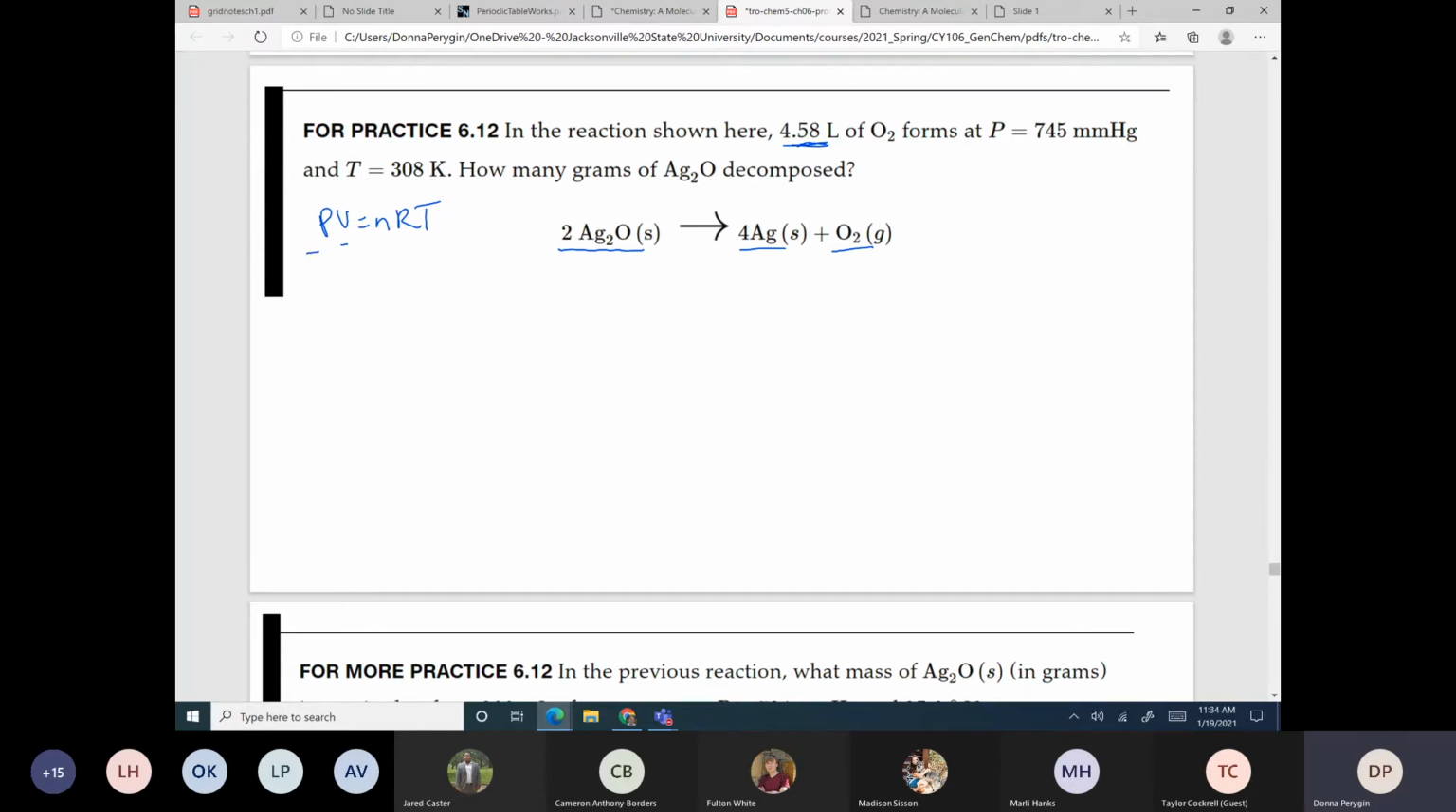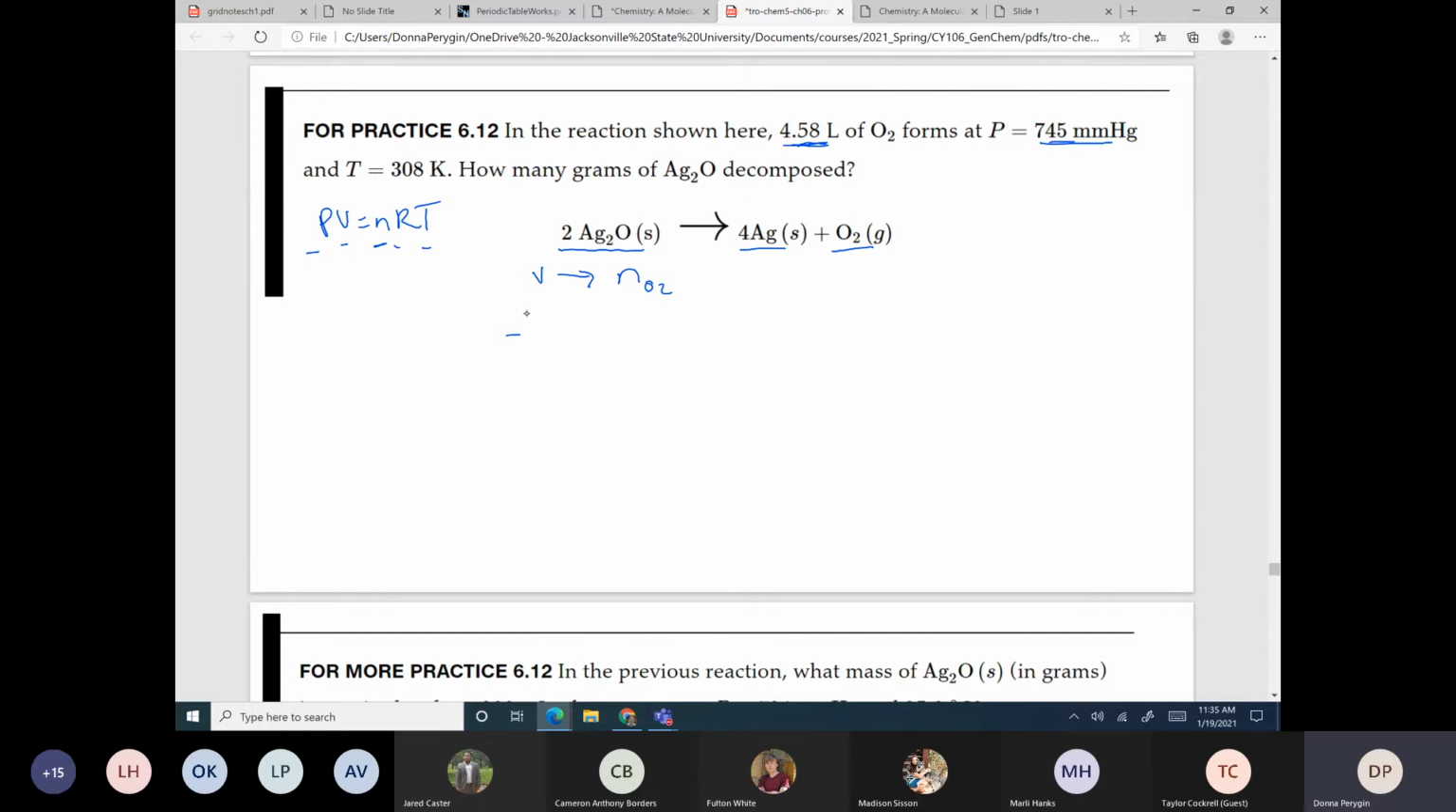So we've got the volume, and that was given here. We've got the pressure, which is here. We've got to convert that to atmospheres. We've got R, and we've got the temperature. So from that, we can get number of moles of O2. Okay, and then let's write that down. So from the volume, we can get moles of O2.